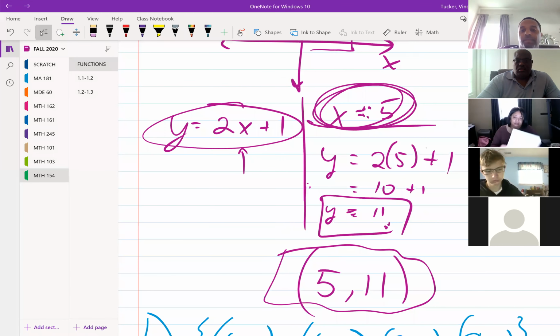Establishing here what it means to be input versus output. Your X is what we plug into the equation. The Y is what we get out. So 5, plug 5 into my equation, got out 11.